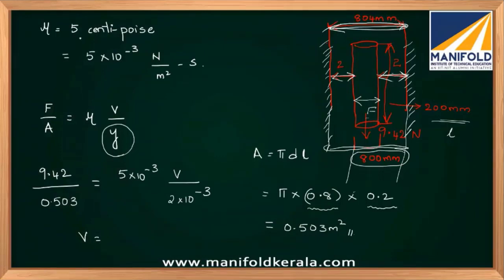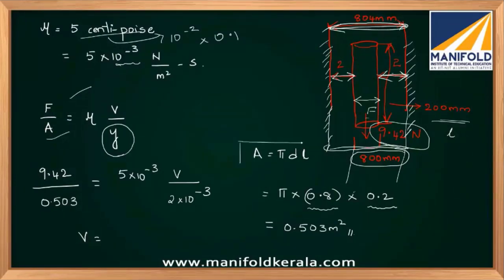So from the given data, 5 centipoise, centi is 10 power minus 2, poise is 0.1, finally 10 power minus 3. F by A equal to mu into V by Y. F is directly given in the question as 9.42 Newton. Area is pi dl, where D is the diameter of the piston, L is the length of the piston, and pi is 3.14. Calculating that, I got 0.503 meter square. If you have calculators in your hand, you can also calculate and tell me if it is right or wrong. And mu is 5 into 10 power minus 3, which we have found. V is your velocity, which is to be found.